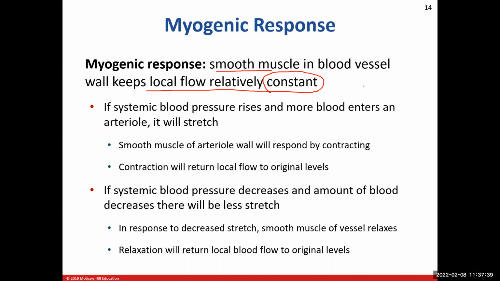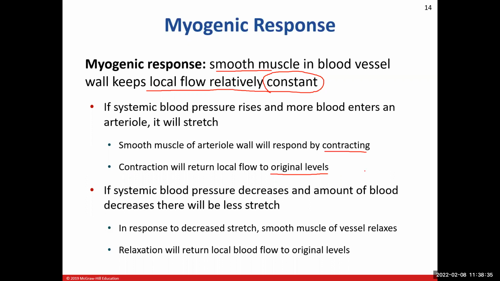If your overall blood pressure rises, we're going to see more blood entering into the arteriole. As a result, it's going to create a stretch on the blood vessel wall. So in response to that stretch, the smooth muscle in that wall will contract, and that contraction will decrease blood flow so we can return back to the original levels. Kind of cool, right? As blood pressure increases, there's a quick increase in blood flow for a moment to that area, and the smooth muscle cells in the arteriole will contract because they're being stretched, causing vasoconstriction, which will decrease that blood flow to the area back to the original levels.